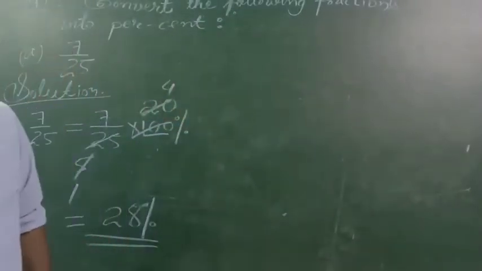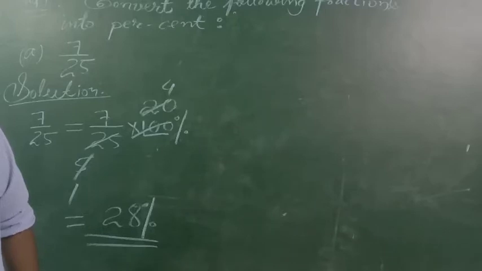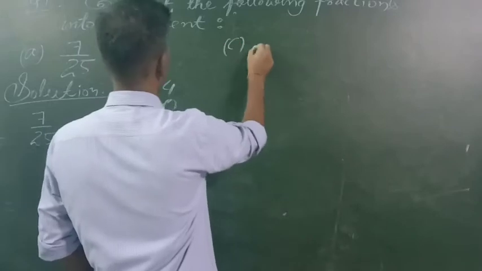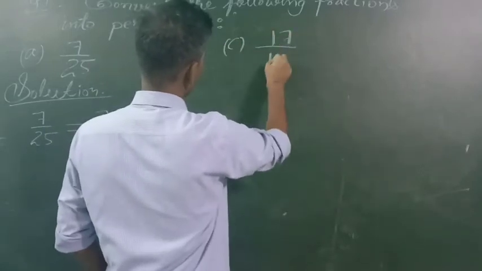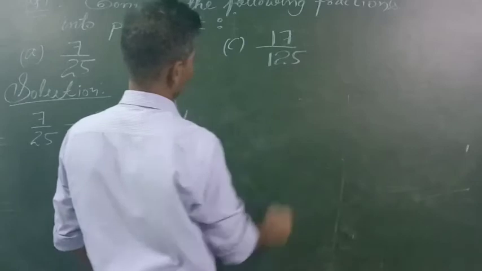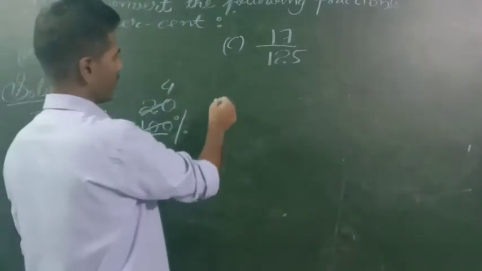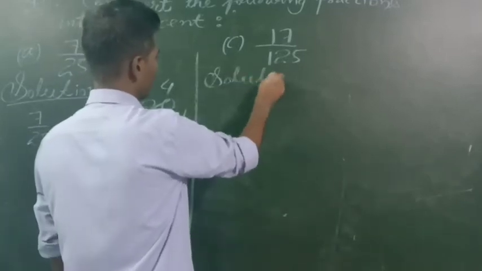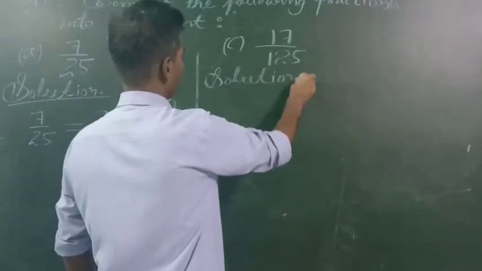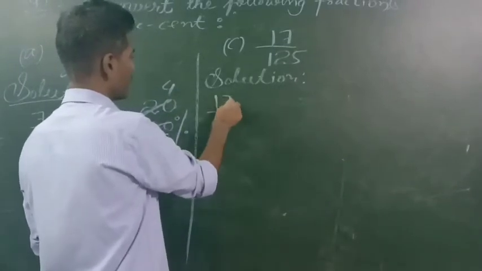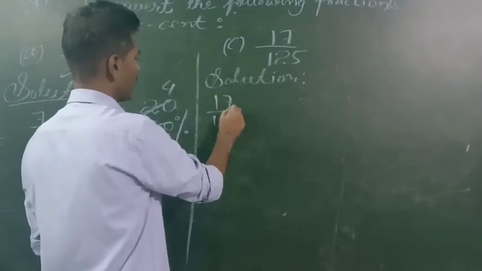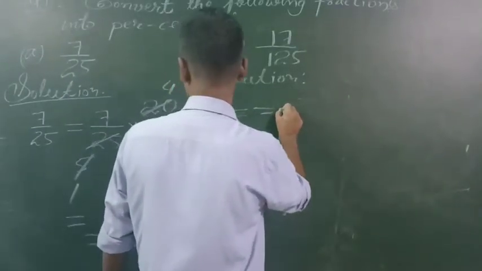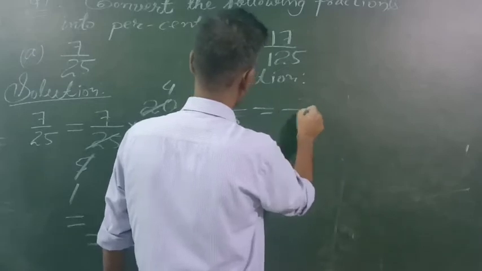Let us solve one more question from here, that is 17 by 125. We'll do number C. It's very simple, same as before. So we'll write here solution, and then we'll write the given fraction, that is 17 by 125. This is a fraction. We have to convert it into percent.